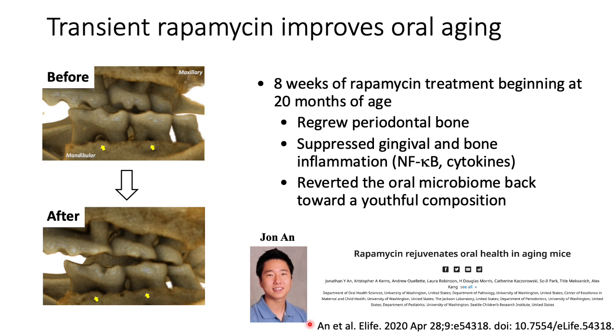He's now an assistant professor at the University of Washington, and the first thing that he did was ask, can we see naturally occurring periodontal disease in aging mice? The answer was yes, and we defined that based on the clinically defining features of periodontal disease that you see in people: gingival inflammation, loss of bone around the teeth, and pathological remodeling of the oral microbiome.